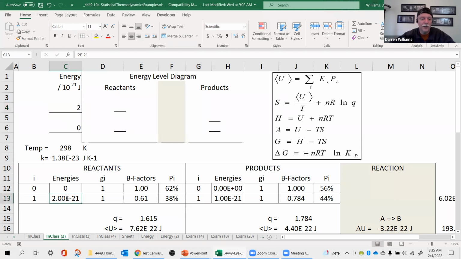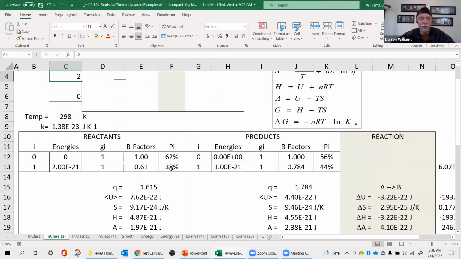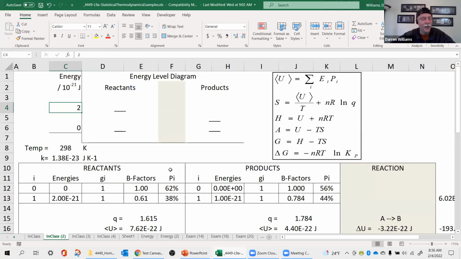So you see, for my energies, I have the ground state at 0 and the excited state at 2 times 10 to the minus 21. Singly degenerate energy levels. Here are my Boltzmann factors. Here's my Q and my populations. So same kind of problem, really different energy unit.